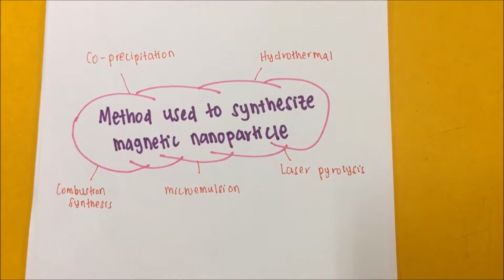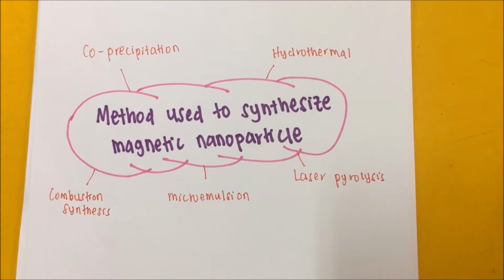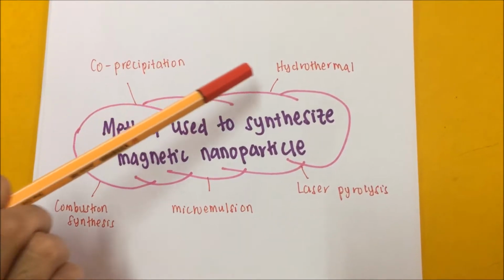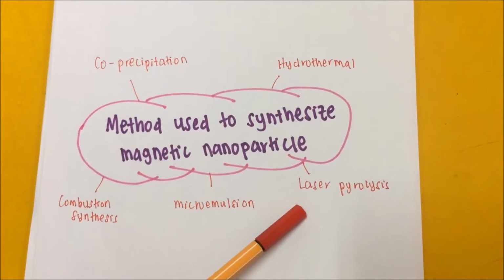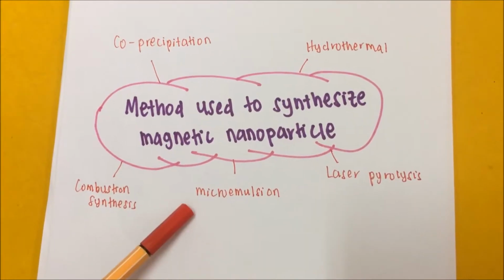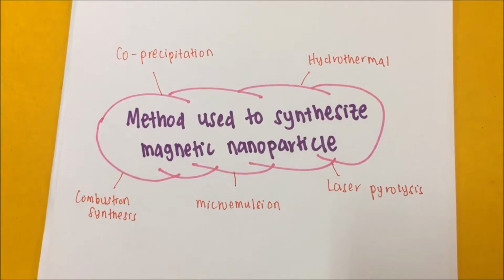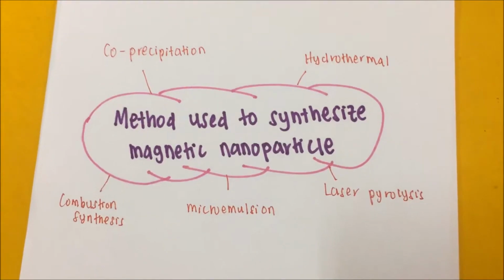There are several methods that can be used to synthesize magnetic nanoparticles. First is co-precipitation. The second one is hydrothermal. The third one is laser pyrolysis. The fourth one is microemulsion. And finally, combustion synthesis. Now, let's see how magnetic nanoparticles were made using the hydrothermal method.